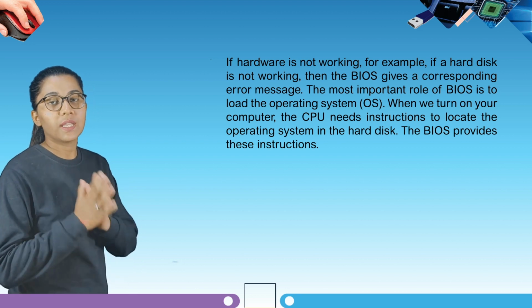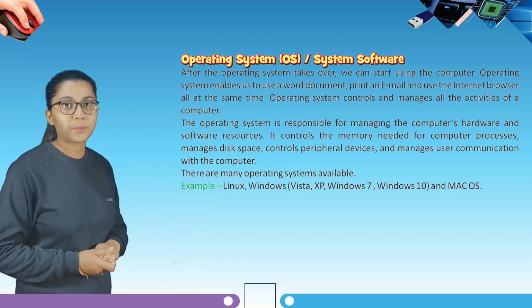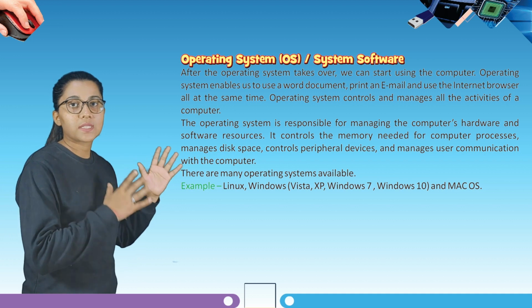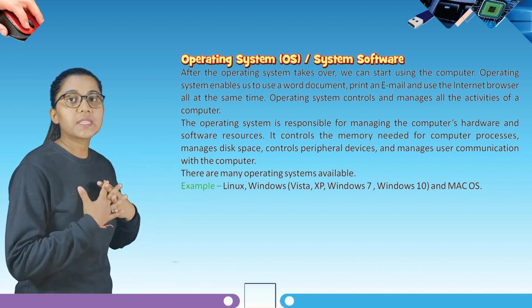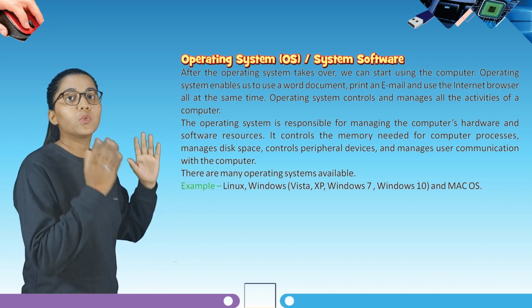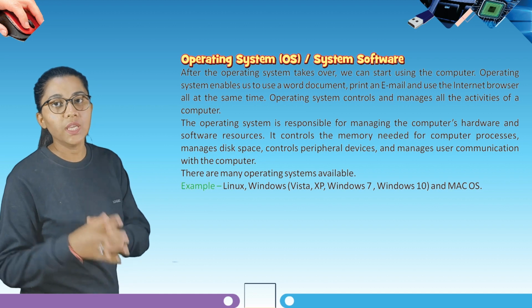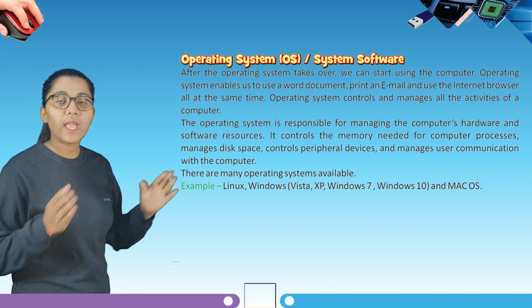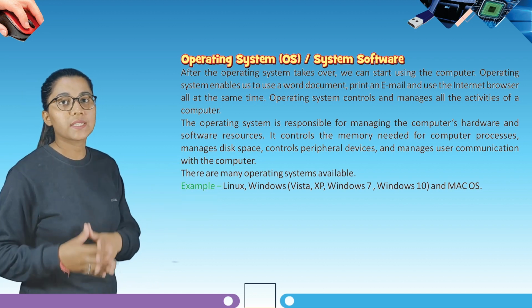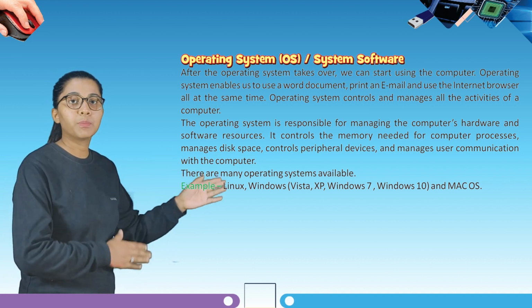Now students, let's jump to our next topic, that is operating system OS and system software. After the operating system takes over, we can start using the computer. Operating system enables us to use a Word document, print an email and use the internet browser, all at the same time. Operating system controls and manages all the activities of the computer.